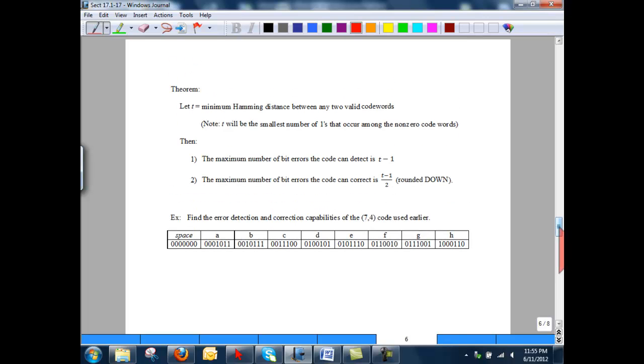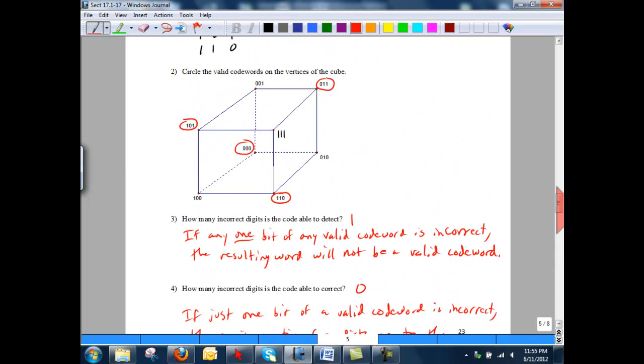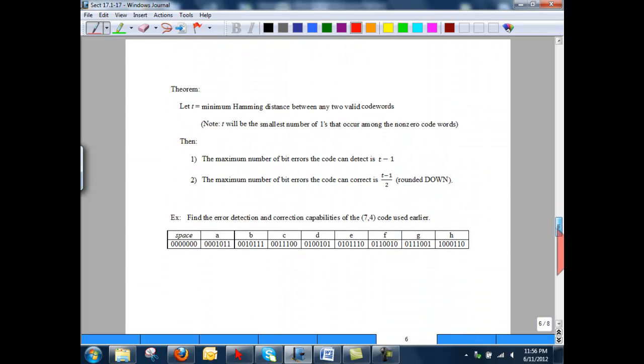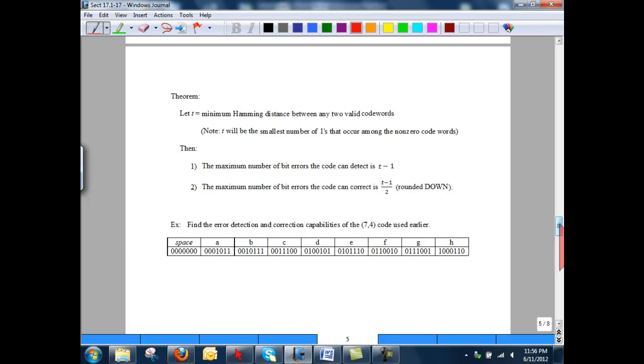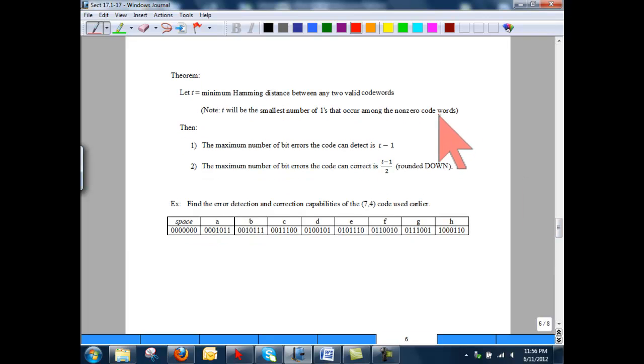Okay, that's a lot of work actually to build a cube like this, and if we had longer code words, and we usually do, you can't do it geometrically anyway. So here's a nice theorem that will let you do that. If you're trying to decide how many bit errors a code can detect or correct, first compute what's called the weight of the code. The book's notation for that is T, and it is the minimum Hamming distance between any two valid code words.